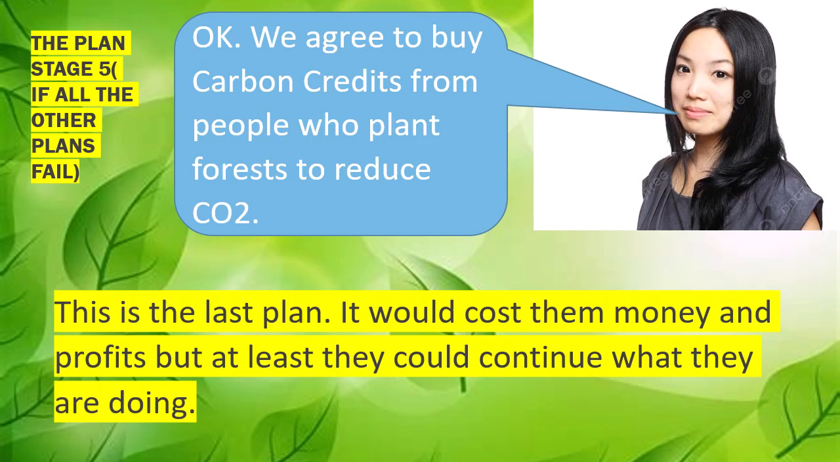And finally, the last thing, they say, okay, we agree to buy carbon credits from people who plant forests to reduce CO2. So this is where the government has a plan that the people who do things that reduce CO2, like planting forests, get carbon credits, which they can then sell to people like the electricity company who cause CO2 to go into the atmosphere. So this is the last plan. It's going to cost the electricity company money and profits, but at least they can continue what they're doing.